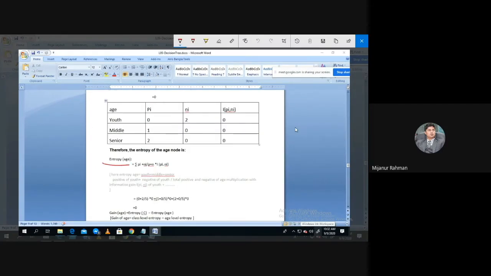Okay dear, now entropy for age. So you know the entropy for age. What is age? Age is a variable. You know, age is a variable. And in this table we have three variables, right?